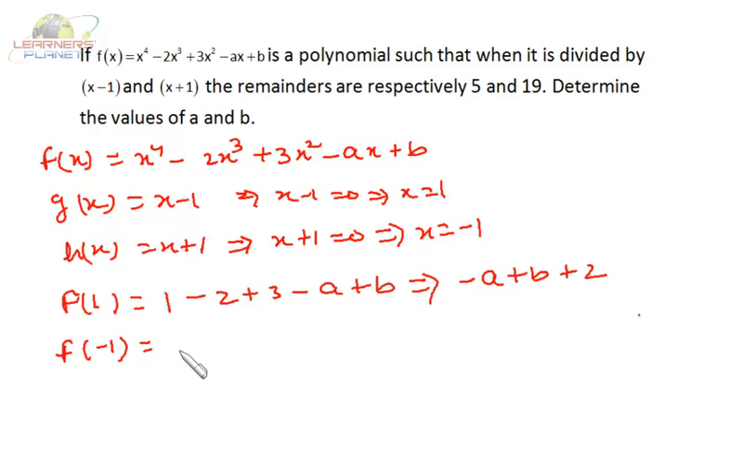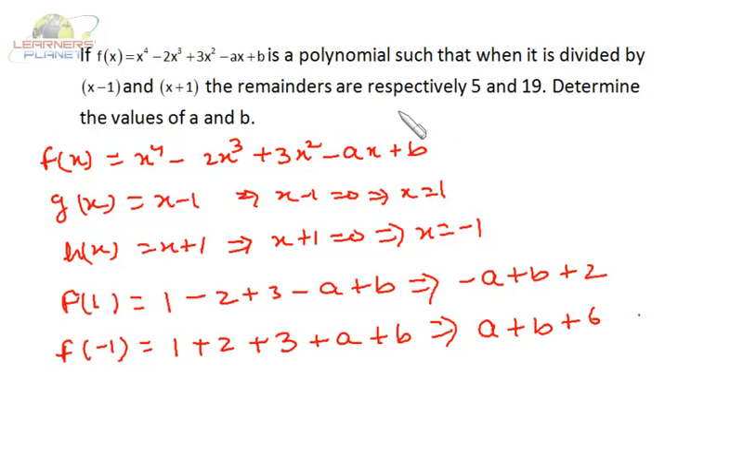So it's minus 1 raised to 4. It's 1 minus 2 into minus 1, that is plus 2, plus minus 1 square into 3 is 3. Then minus a into minus 1 will be a, and then plus b. So finally we are getting a plus b plus 6.